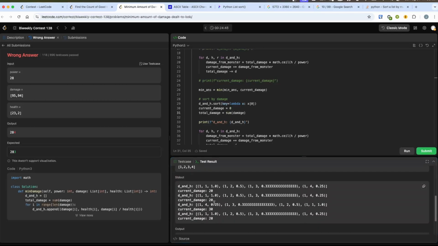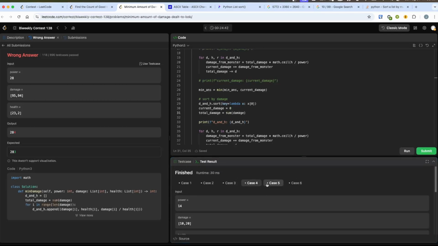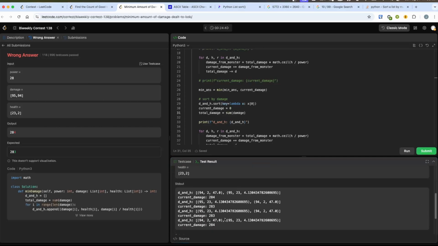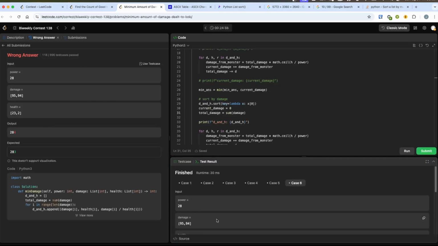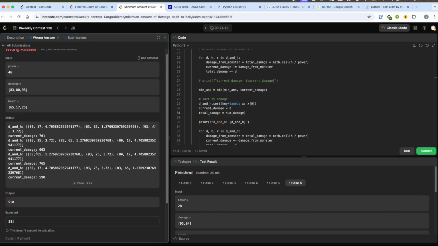9, we get 20, 20, 110, 1172. Okay, so this just tries every single combination, which I feel like is not right. Try to submit one more time and see if we get it, but I don't think so. Shit. So we should be getting 585.